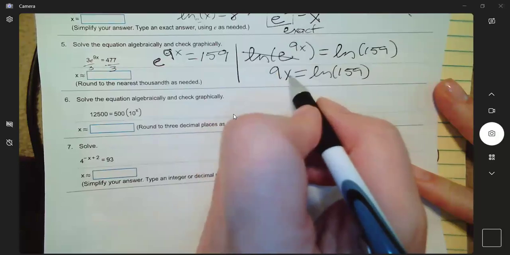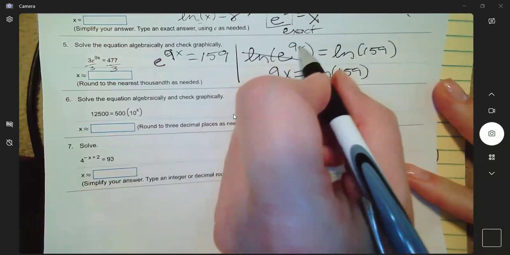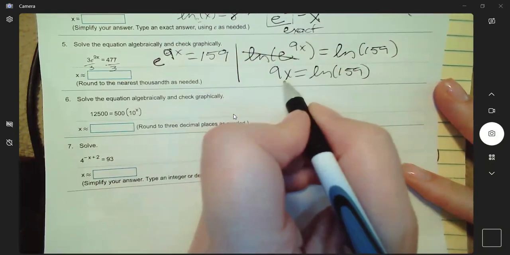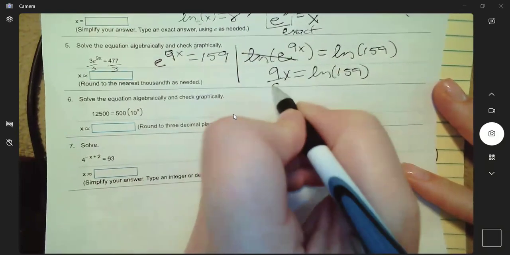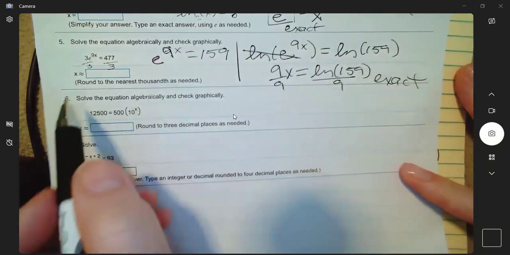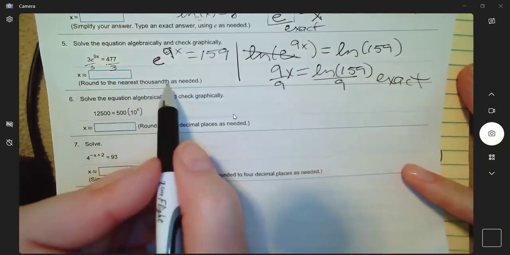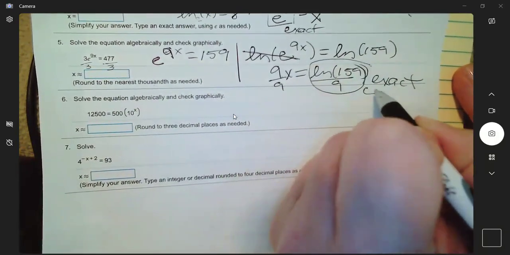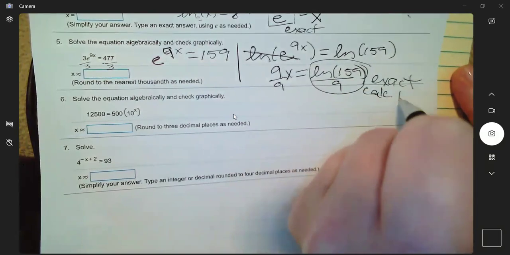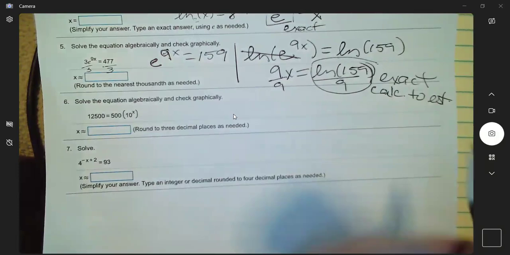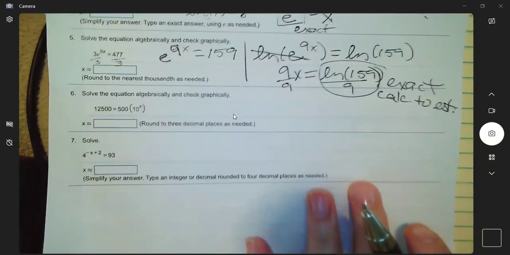Now I've just got 9x. Instead of 9x being in the exponent, everything else canceled out. So that old exponent is now the only thing that's left on this expression. So now I'm going to divide both sides by 9, and that's my exact value. It says round it to the nearest thousandth. So that's 3 decimal places. So at this point, you could put that into your calculator to get your estimate.